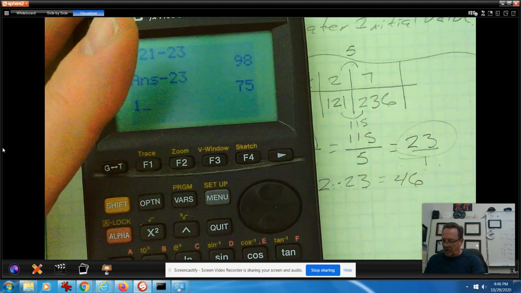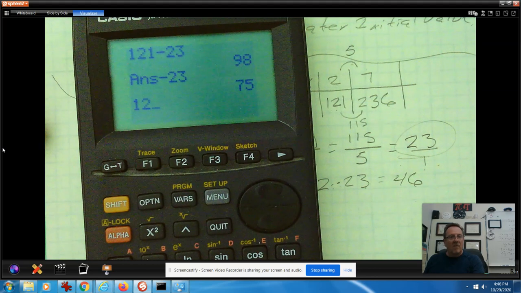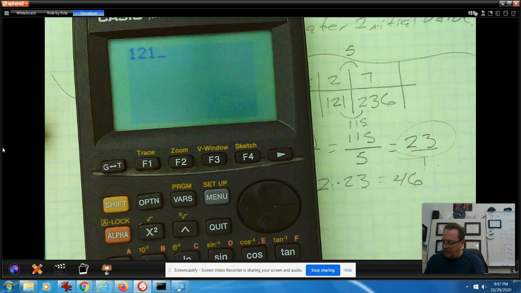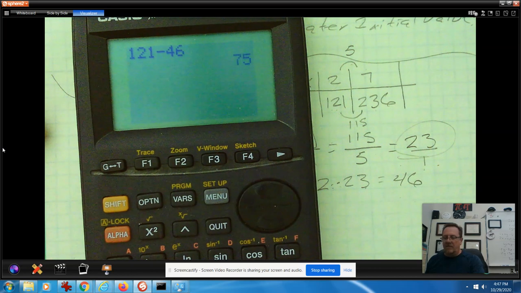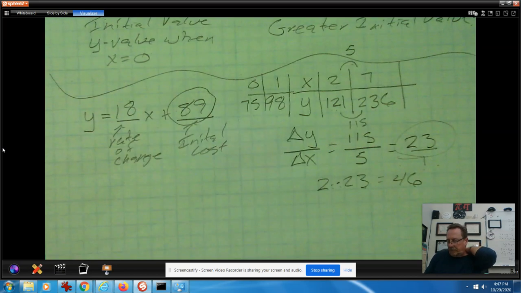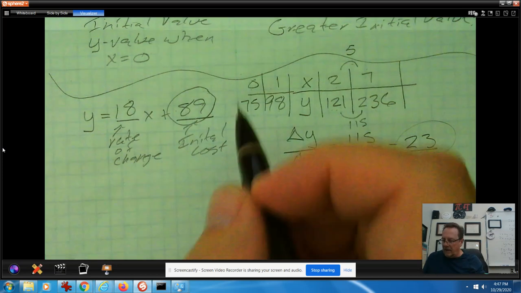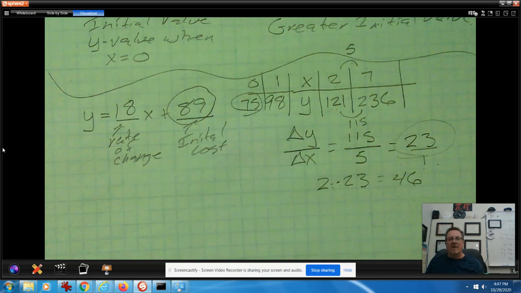And notice 121 minus 46 is still going to give us our 75. However you want to look at that, we know that the value for our initial cost is 75 on this one. Okay? Now, we'll go back to the question.